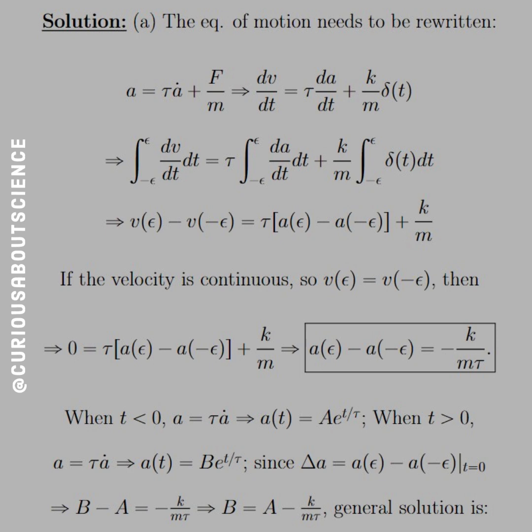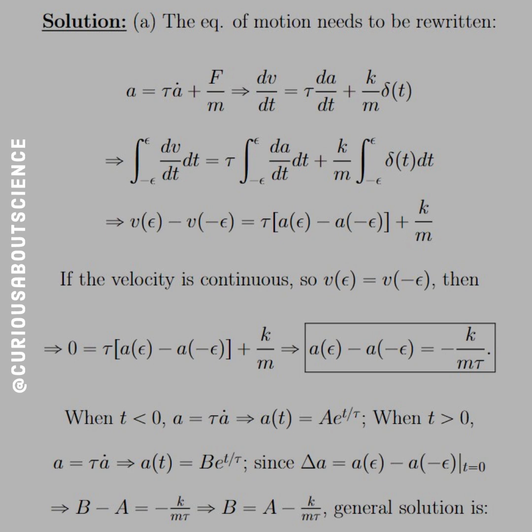But we have v of epsilon minus v of negative epsilon is equal to tau times a of epsilon minus a of negative epsilon, plus k. Velocity is continuous, so v of epsilon is equal to v of negative epsilon, so the left-hand side is 0. Then the k over m term needs to go to the right-hand side, so we move that over and then divide by tau. What this is saying is that the difference in the a's is negative k over m tau, or we're going to say delta a.